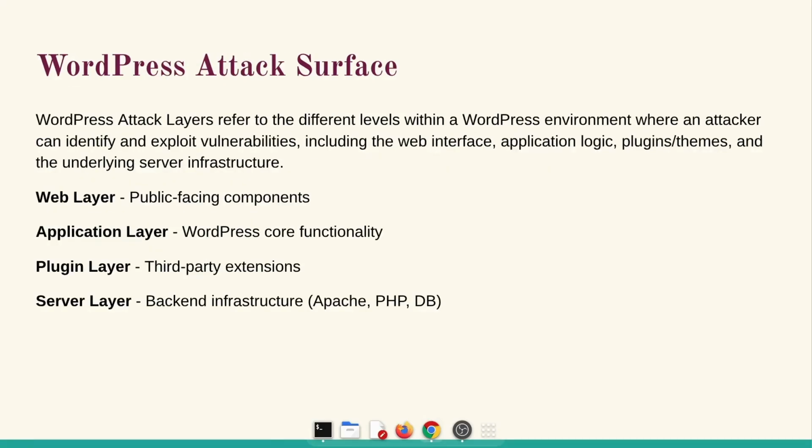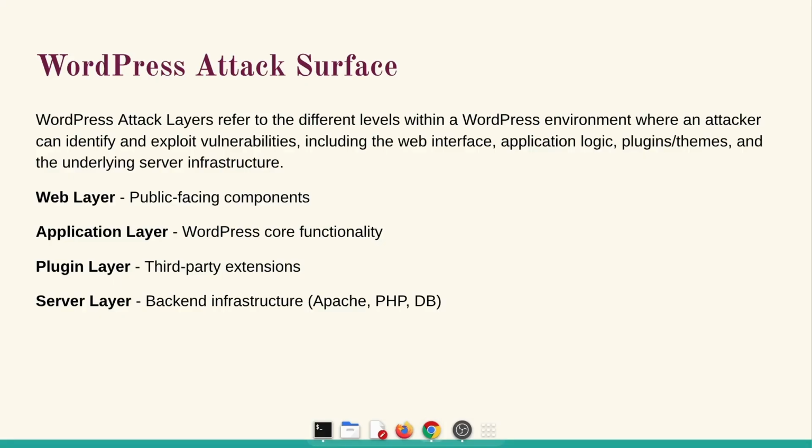What is the WordPress attack surface? The WordPress attack surface refers to the different levels within a WordPress environment where an attacker can identify or exploit vulnerabilities, including the web interface, application logic, plugins, themes, and underlying infrastructure: the web layer, application layer, plugin layer, and server layer. Web layer means anything directly accessible from the browser.